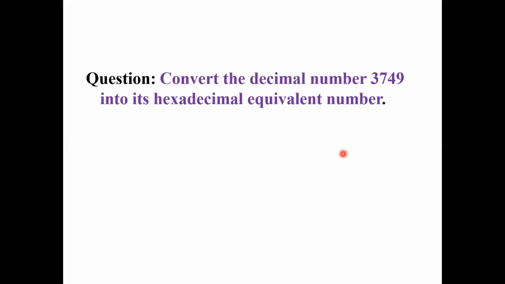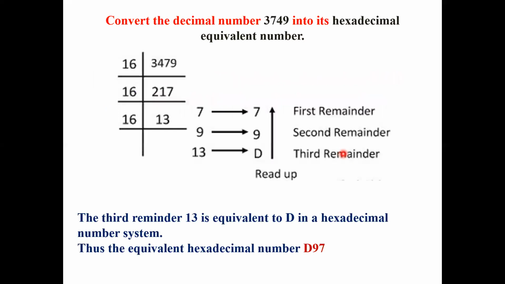So 3749, you divide by 16. So do this division. So we have 217, and the remainder becomes 7. Then again 217, you divide by 16. Please do it, even though it is there in my slide. So the quotient is 13, and the remainder is 9. 13, if I try to divide by 16, it doesn't get divided by 16.